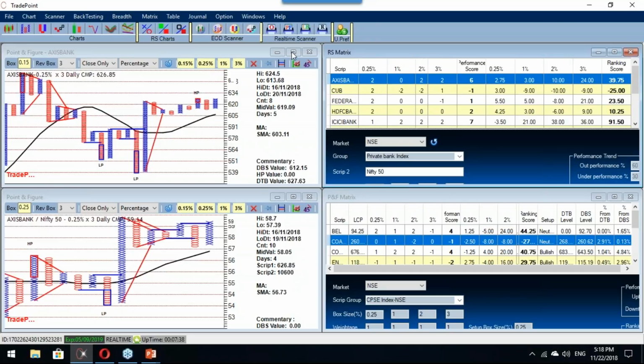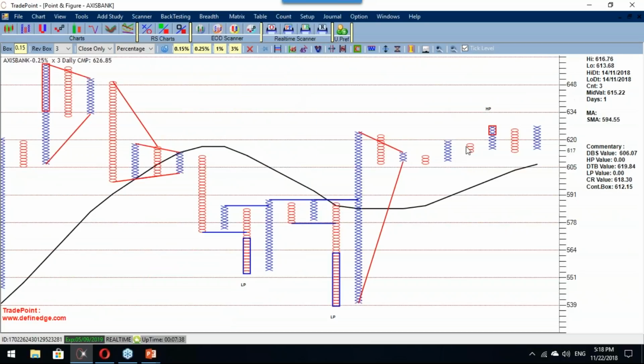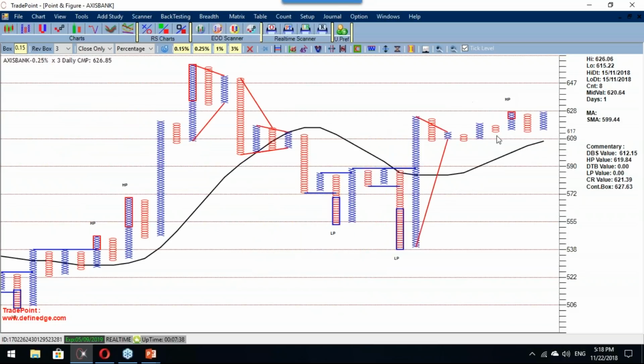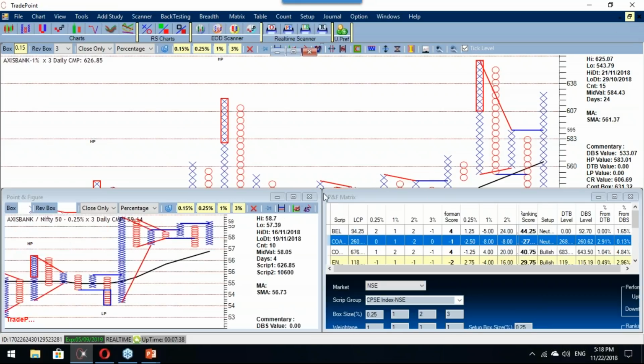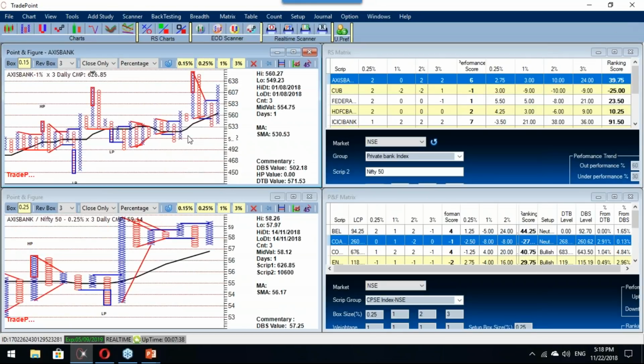So in the individual price chart, what is the score going to be? Do we have a buy signal here? 626, not 6. Okay, in this case again, in the price chart we have X at the same level. This is the individual chart of Axis Bank. So what will be the performance score here in the 0.25% box size? It's going to be 0, isn't it? Because X at the same level, the software is going to take it as 0. In 1%, the score is going to be plus 1, right? Sorry, plus 2.